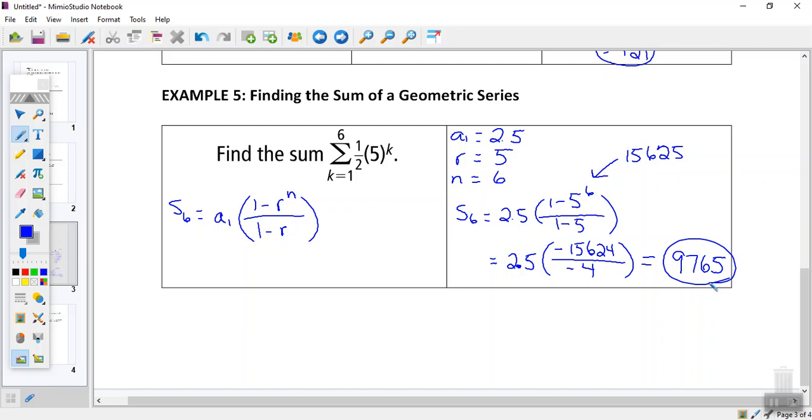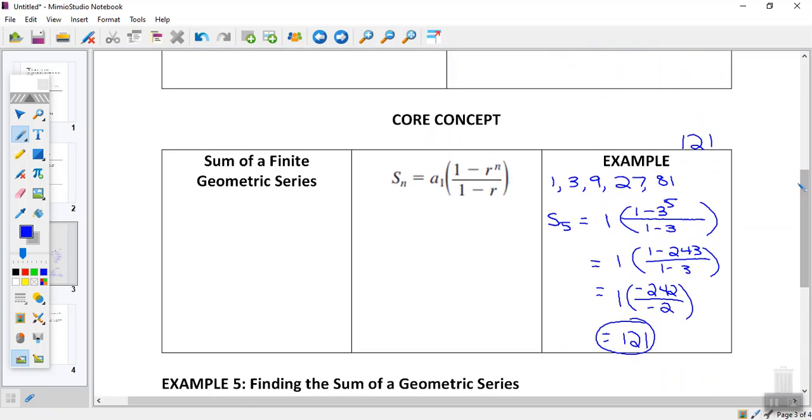That's it. All right. How you guys feel? Again, kids, we verified right up here that the formula for the sum of a finite geometric series gives 9,765, by that formula, right?